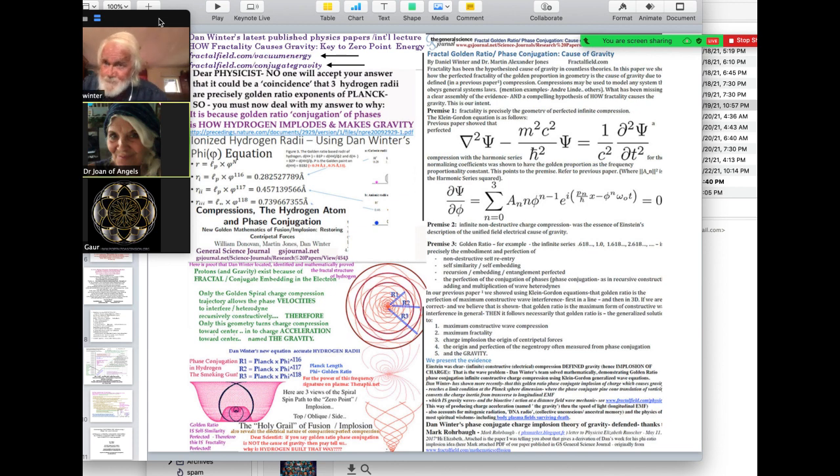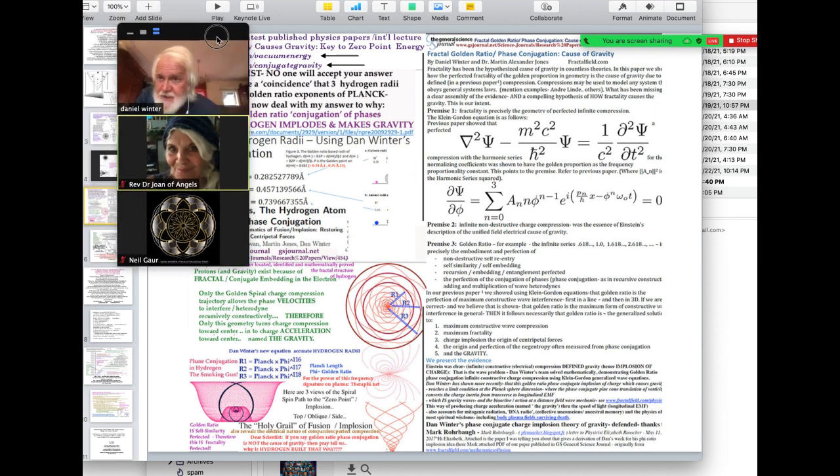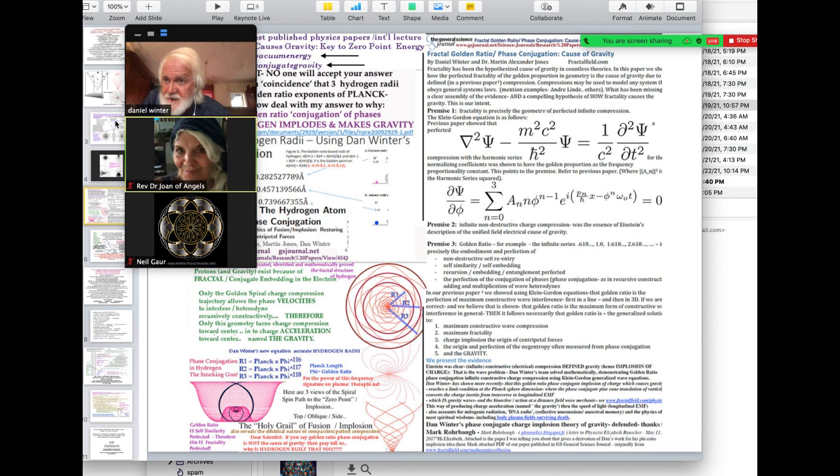So then we had a set of wave equations that proved that we had solved the problem of maximum constructive wave interference. And once we proved that and we published it, these are the publications. You can see all the physics at fractalfield.com/vacuum energy. And these are the publications. And the second one, we explain in detail why that is the cause of gravity. Because that creates the compression, the geometry of compression that turns compression into acceleration and therefore implosion.